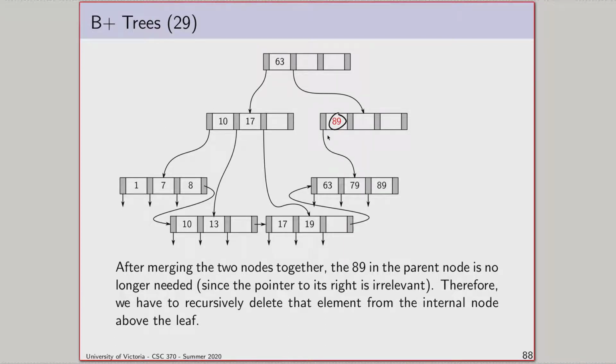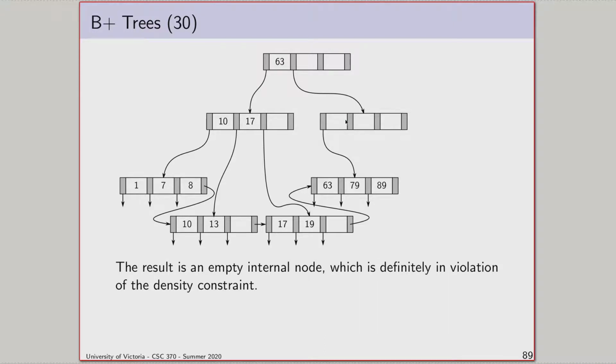So I don't need this node. And so this is no longer relevant. And actually, as a result, this whole node can be removed. So I have to recursively delete the 89 from here. And if I do that, then I end up with an empty internal node, which is a violation of the density constraints, because the density constraints say I must have at least 1 key per internal node. Okay, so now what do I do?